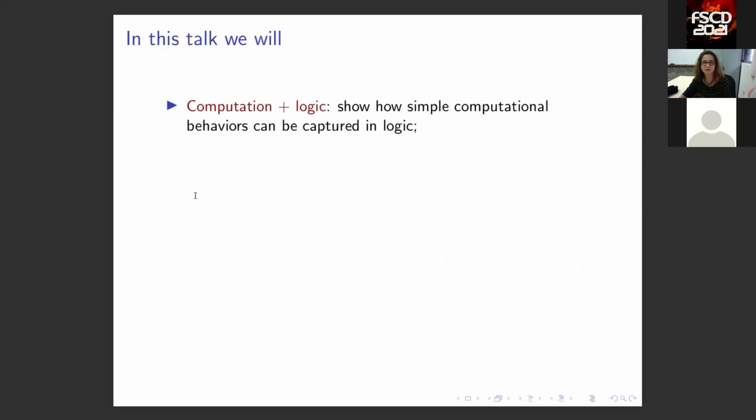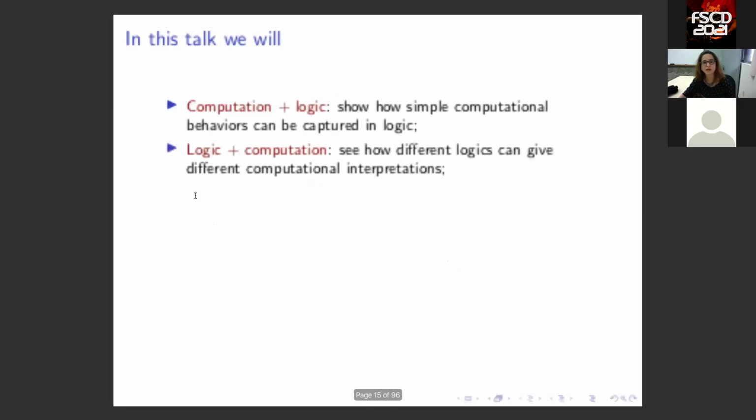So this is the outline of the talk. I'm going to show how simple computational behaviors can be captured in logic using simple tools for that.